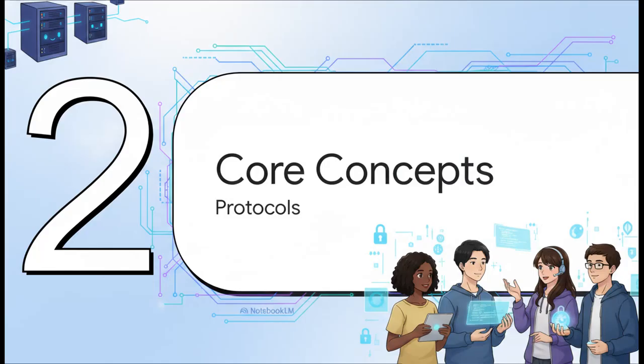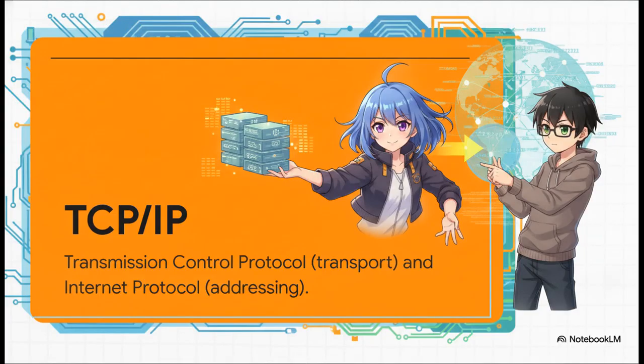Moving right along to Section 2, core concepts and protocols. To really grasp those 4 pillars, we have to establish the foundational rules that let these computers actually talk to each other. And that brings us to the bedrock of modern networking, TCP/IP. So Transmission Control Protocol, or TCP, provides the means of transport. It's basically the rules for how data is packaged up and sent. Internet Protocol, or IP, provides the addressing system. So the big takeaway here is that TCP prepares the message, and IP ensures it actually gets delivered to the correct numeric address on the network.